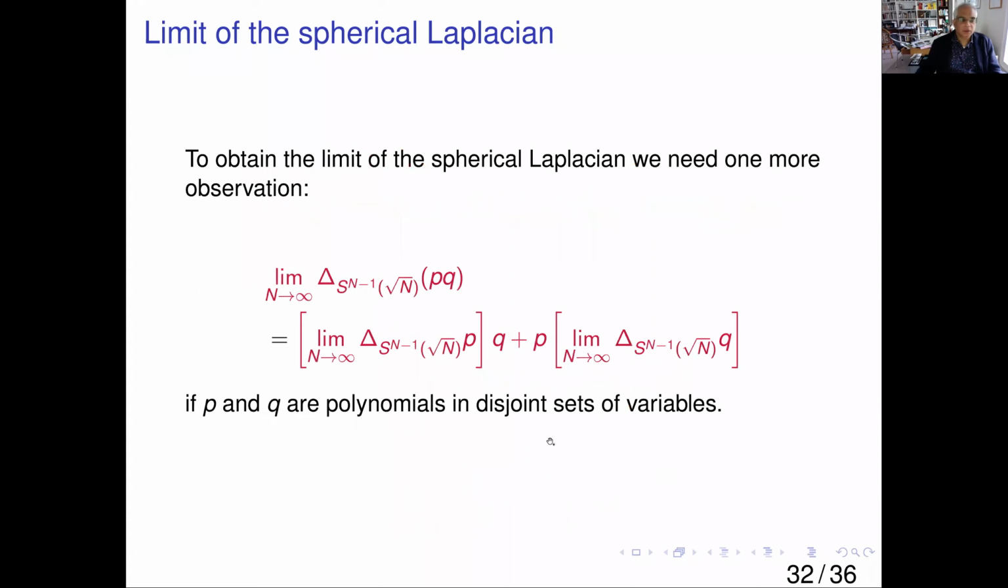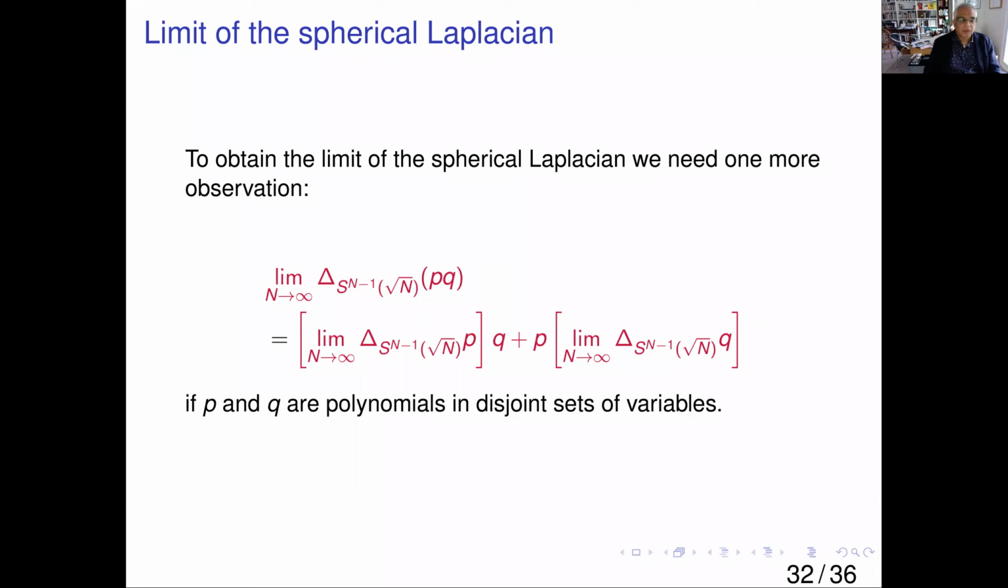Next, let's look at a product of two polynomials, p and q. By working through various steps, you can show that there's a peculiar behavior. Look, it's almost like a first order differential operator. If p and q are polynomials in different sets of variables, and you take the Laplacian of the product of p and q, and you let n go to infinity, there's some kind of a Leibniz rule, like a product rule, that's taking place.